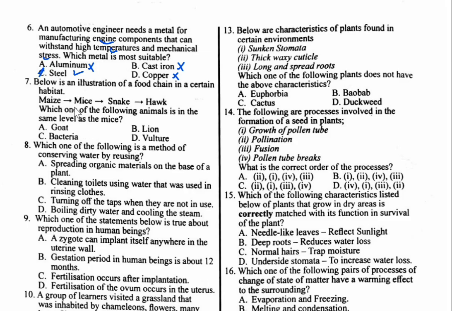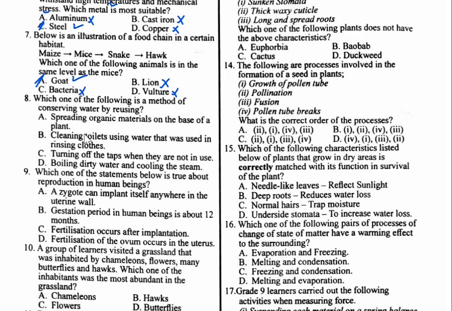So it is not bacteria. Bacteria are decomposers, not the same level as mice. It is not lion. Lion is a top carnivore, not the same level. Also, it is not a vulture, because you know that vultures are scavengers. And therefore, goat is in the same level as mice because goats are primary consumers. They eat grass and grass are the producers. And therefore, the correct option is A, goat.